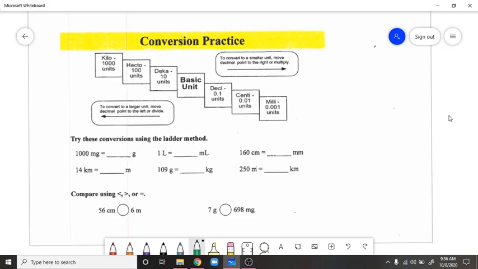Yesterday I talked about how the metric system works and how it's based on a base 10 system. And today we are going to go over how to convert from one unit to another. We're going to start over here on the left, and we are going to convert from a larger to smaller. Sorry, we are going to convert from a smaller unit to a larger unit.